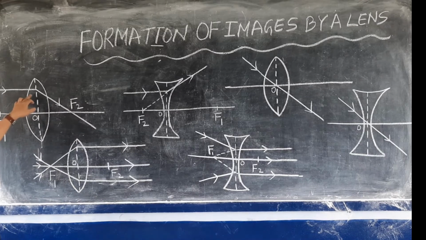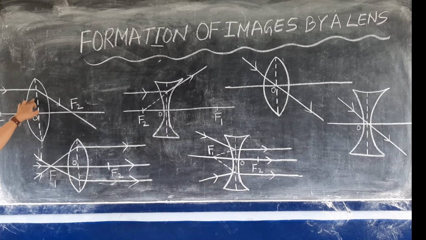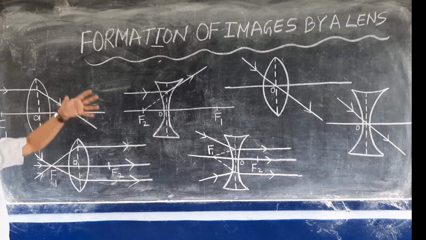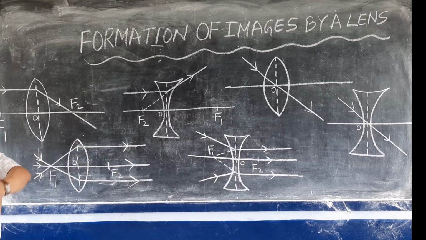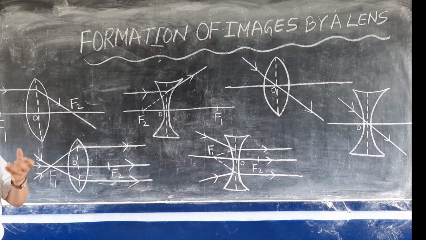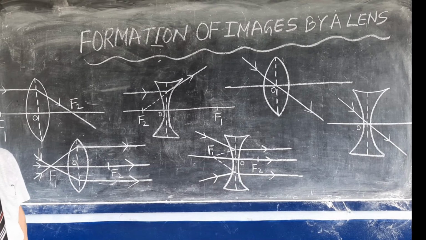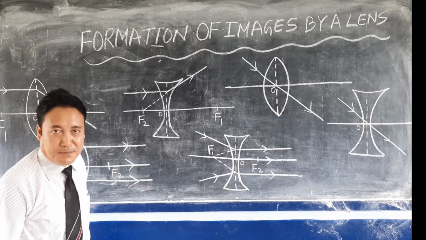When you draw one ray, that ray is considered the incident ray, and that incident ray will fall on the lens. Once it falls on the lens, the ray of light will get refracted. When the light rays get refracted, they will meet at one particular point, or they will appear to meet. At that point the images are formed. These are the points you need to remember.